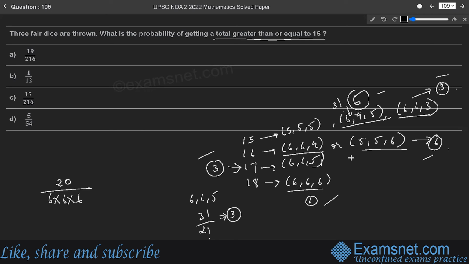For getting a total greater than or equal to 15, there are favorable cases, which is 20. So now further calculating it, it will be 10, 3, 5 and 3. So it will be 5 upon 54. So the required answer is option number D, which is 5 upon 54. I hope this question is clear to you. We just have to look for the cases whose total is greater than or equal to 15, and we can easily find the probability here.